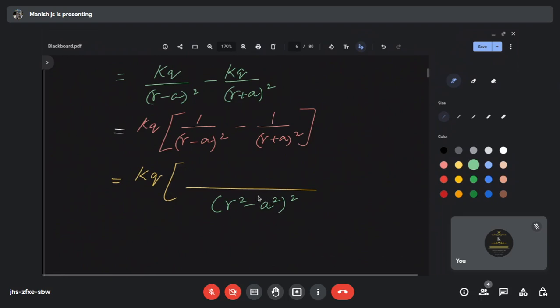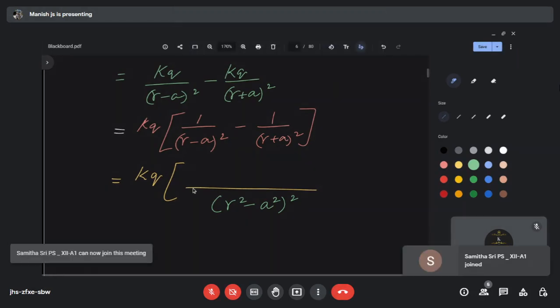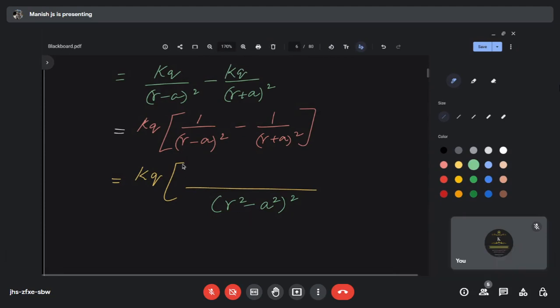A minus B into A plus B is A square minus B square, but that is having a square term, so that whole square will come. So now what will be the terms on the top? 1 minus 1, sir. Here you have (R minus A) the whole square, so what will be the term there? You will put (R plus A), right? Because R minus A is there. A plus B to A minus B, right? Yes, sir. Minus (R minus A) the whole square. Yeah, minus of (R minus A) the whole square.